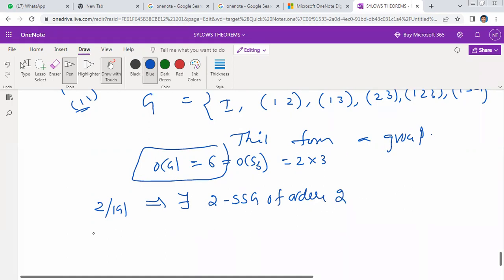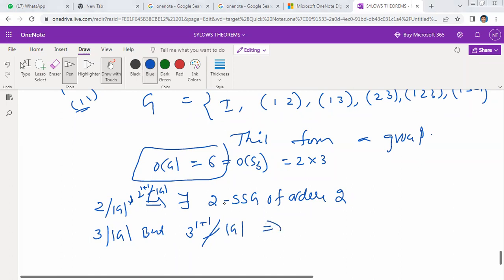Next, 3 divides the order of G. Look at another point: 2 divides the order of G, but 2 power 1 plus 1 does not divide the order of G. It's clear. Now 3 divides the order of G, but 3 power 1 plus 1 does not divide the order of G.